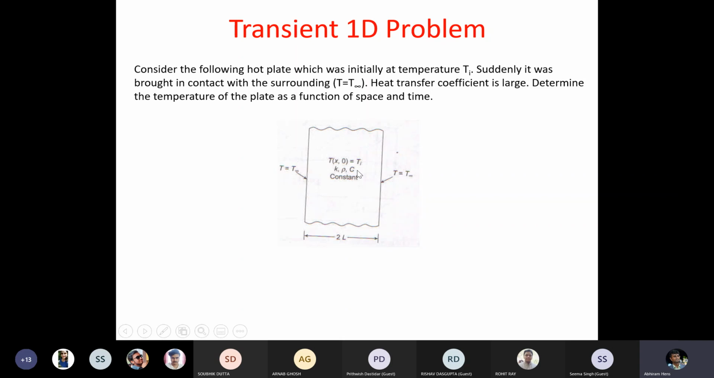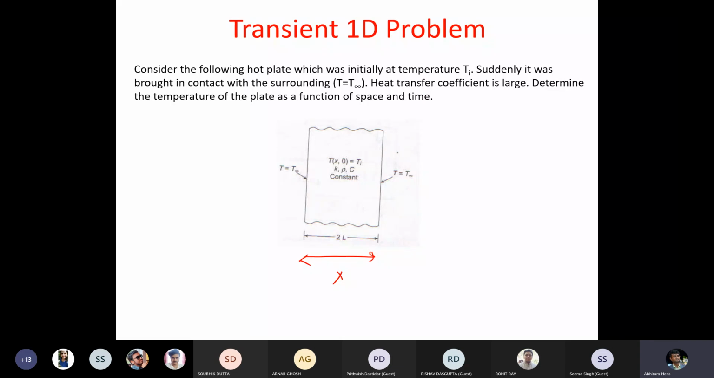Okay, so the example problem that we will take today is like this. You have a plate. That plate has a thickness of 2L, in the x direction, and in the y direction the size is infinite. Infinite means it is a very long distance, so that we can neglect the variation in the y direction, the vertical direction, and assume that this is only a 1D plate. 1D plate means temperature variation is taking place only in the x direction.